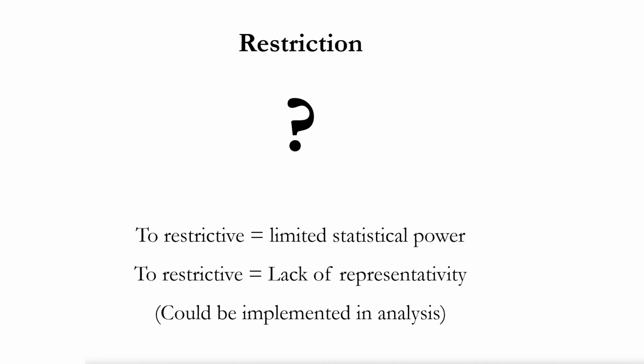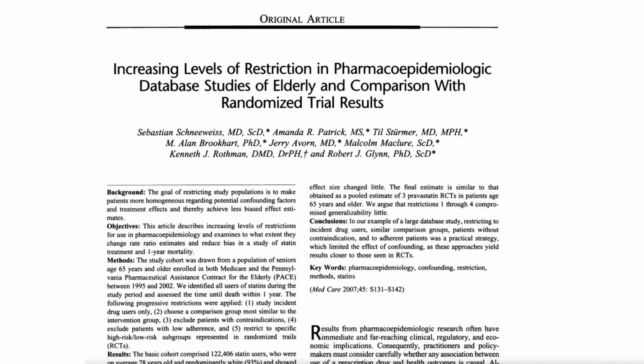We don't use the concept of restriction as much in pharmacoepidemiology as I think we probably should do, and I'll refer to this absolutely wonderful paper by Sjögren and colleagues, Increasing Levels of Restriction, to illustrate just how powerful it is to, instead of just including everyone, restrict to the more relevant patient populations. And here they quite clearly illustrate that this is one of many ways to get closer to trial outcomes or trial estimates in your observational study. So highly recommend this paper.